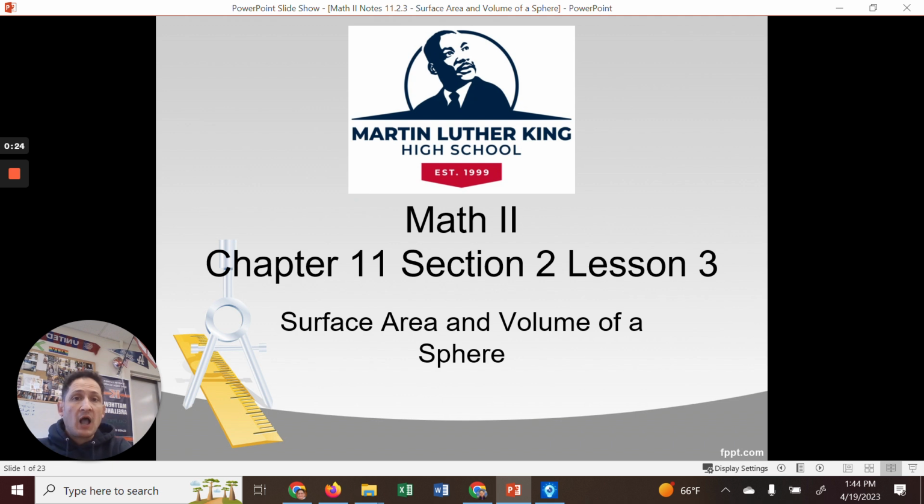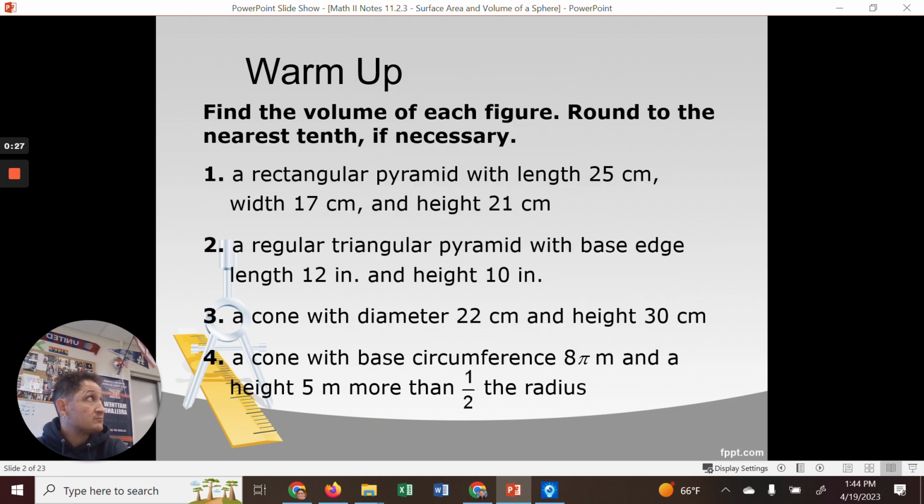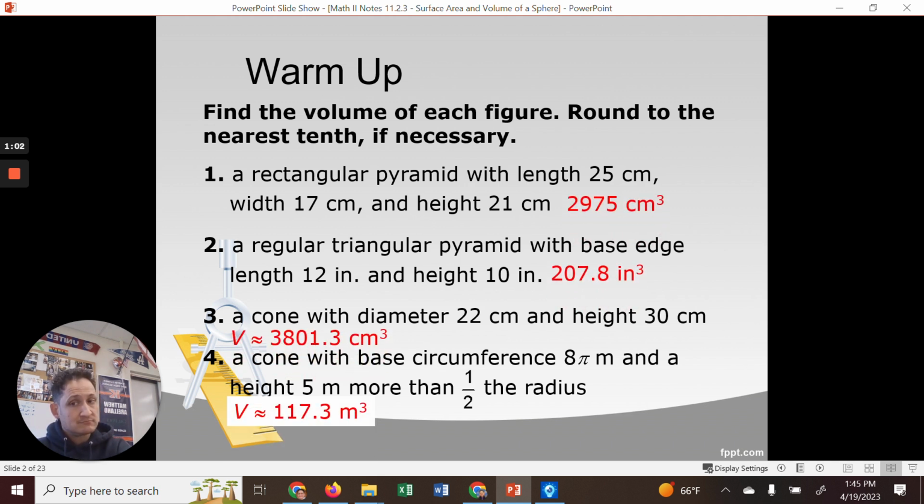Sorry. If you'd like, there are some warm-ups here for some previous volume calculations you're welcome to do. It might be good to just practice right now before we get into something else. Can you find the volume of a rectangular pyramid, of a regular triangular pyramid, of a cone? 2 cones? Can you do that? If you want, you can pause the video. And now that you've had time to pause, here are some answers. Curious if you got them.